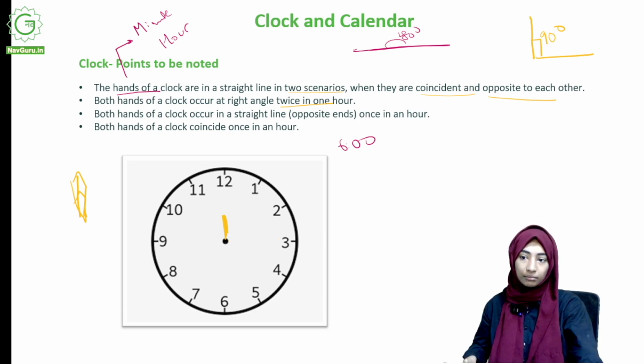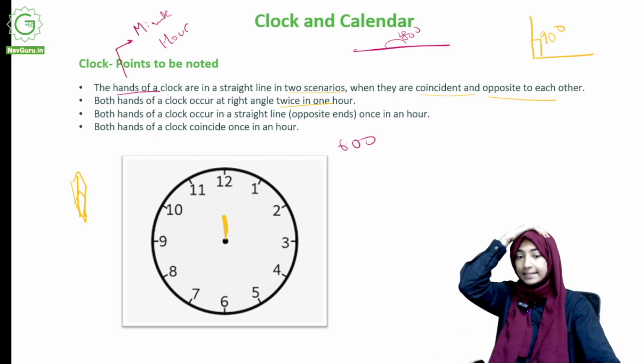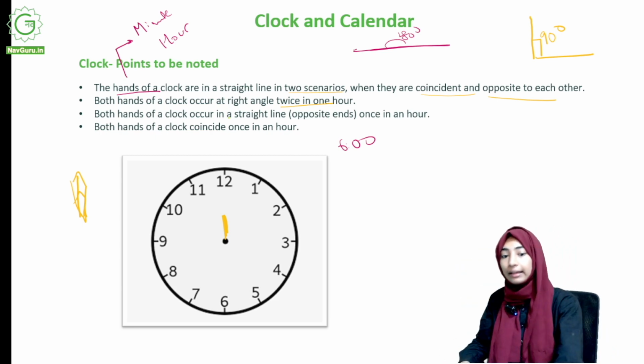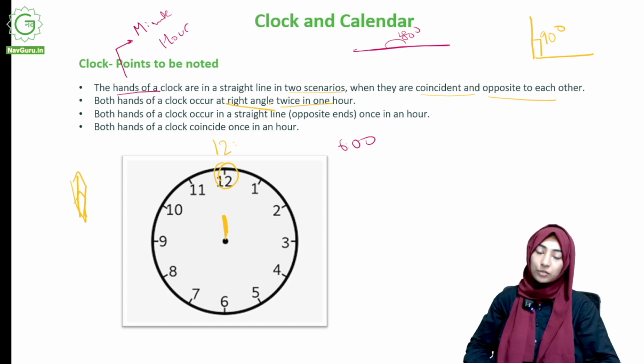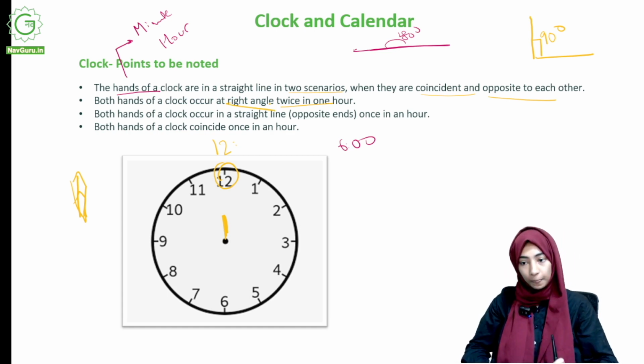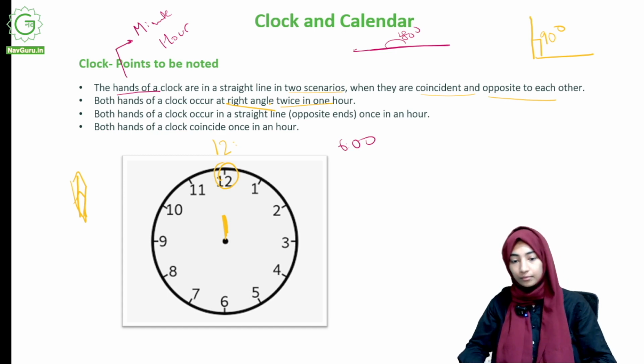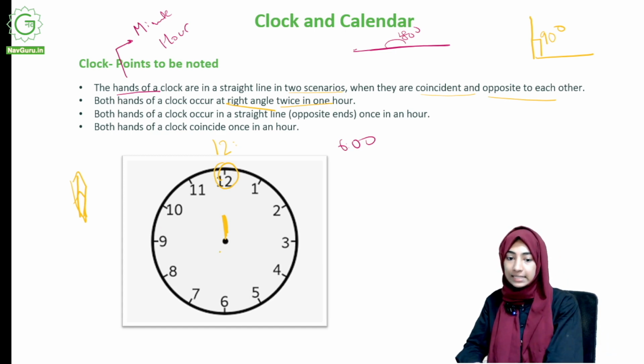Okay, I'll give you some time. Tell me if you can figure out what the second case is. Basically, the second case is when the hands of the clock should occur at a right angle. Okay, just try to figure it out. So it is when it's at 12:45, right? Again, it will be a right angle.